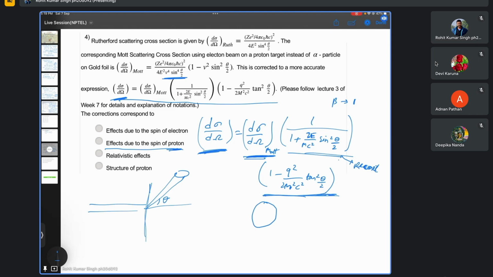But anyway, this is the correct option here. Just to think about it, I'm also not sure. But it doesn't make sense to say only the spin of proton, unless we are considering only the hydrogen atom.